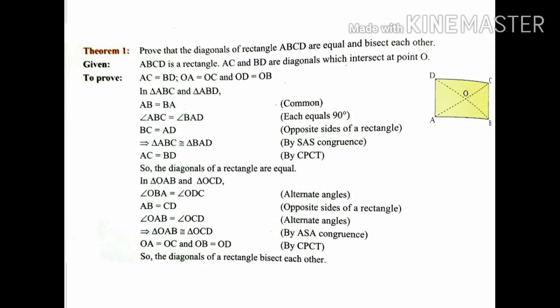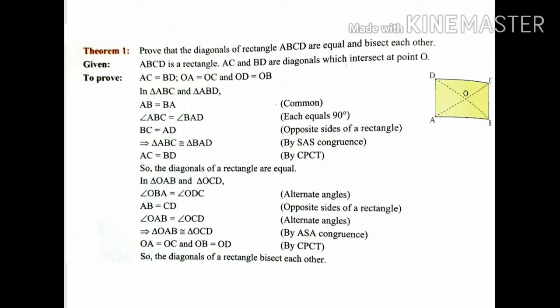Next, in this, our first theorem is: prove that the diagonals of a rectangle ABCD are equal and bisect each other. That means you are given ABCD is a rectangle, AC and BD are diagonals which intersect at point O. If you look at the figure, we want to prove here that the diagonals of the rectangle ABCD are equal and bisect each other. So that means you have to prove AC is equal to BD, OA is equal to OC and OD is equal to OB.